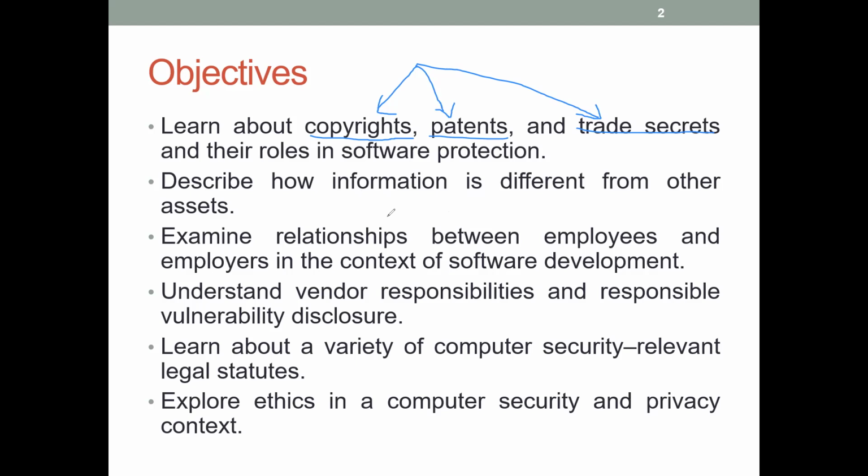Then we will discuss the relationship between the employer and employees. If you are working as an employee, or as an employer in a company, the relationship between employer and employee plays a major role. If you violate something, what will happen? So what are the legal and ethical concerns between employers and employees in an organization?